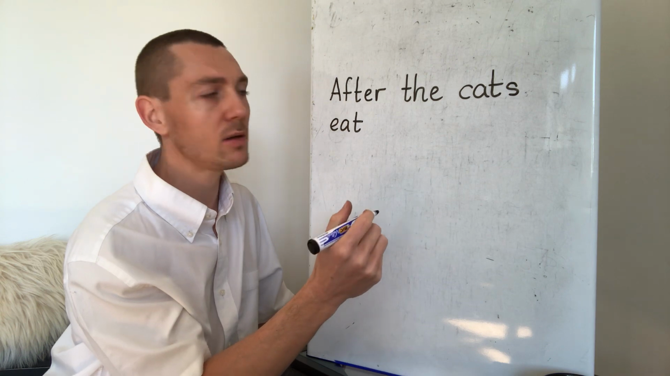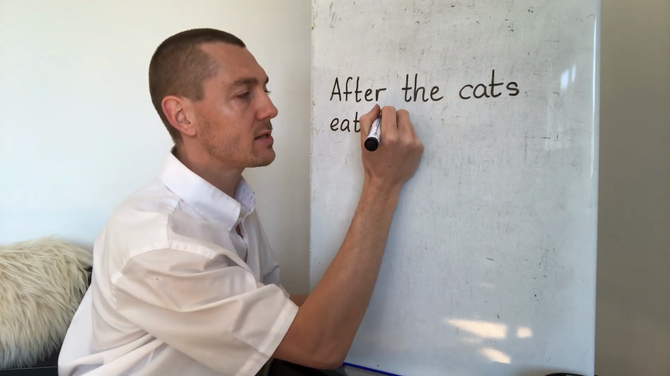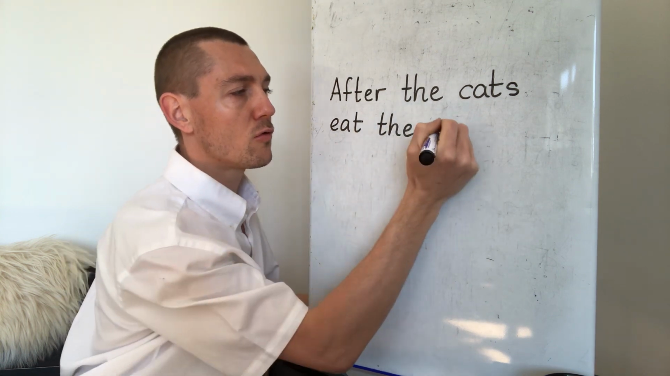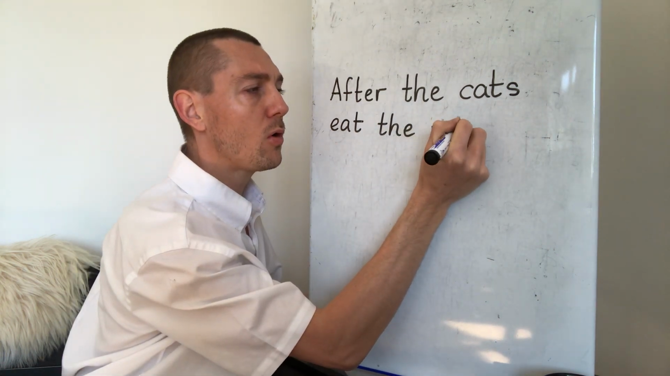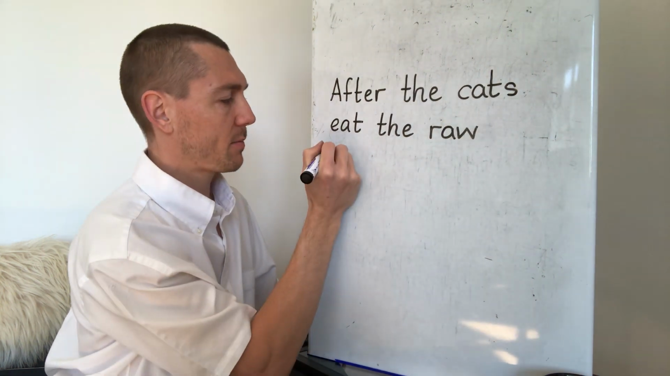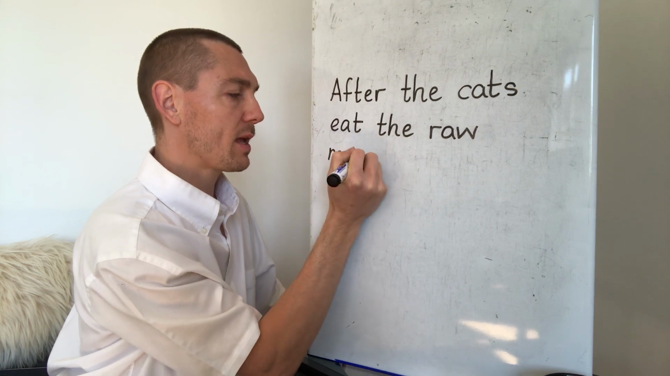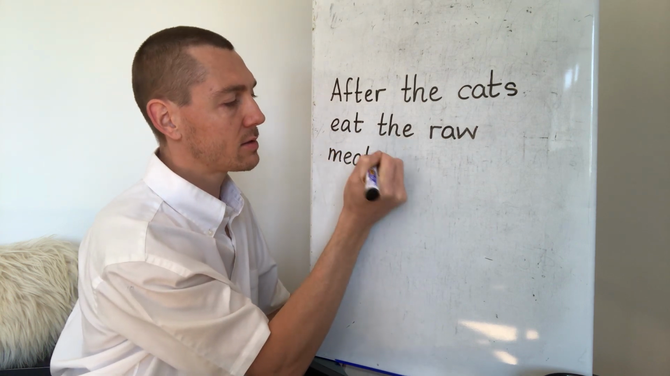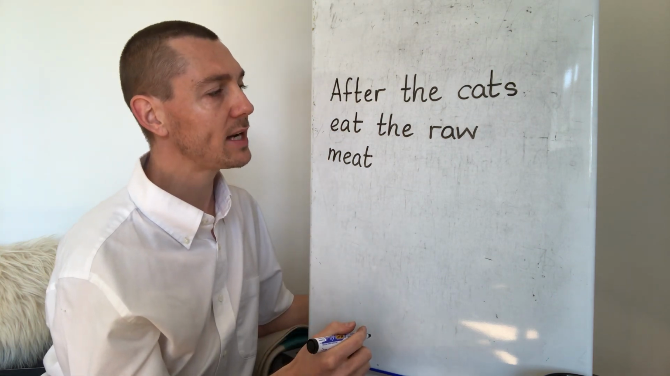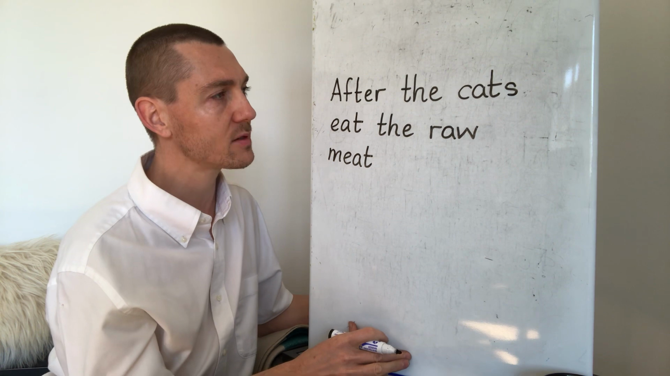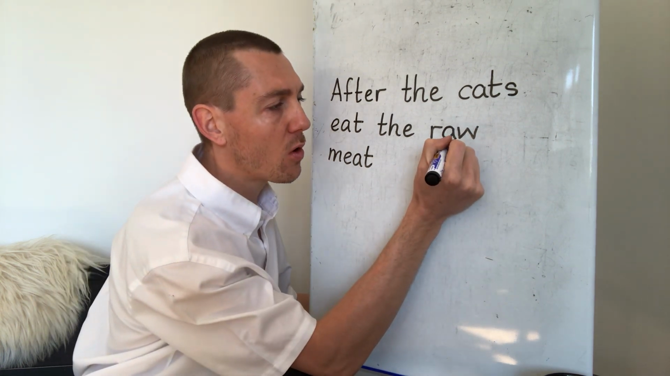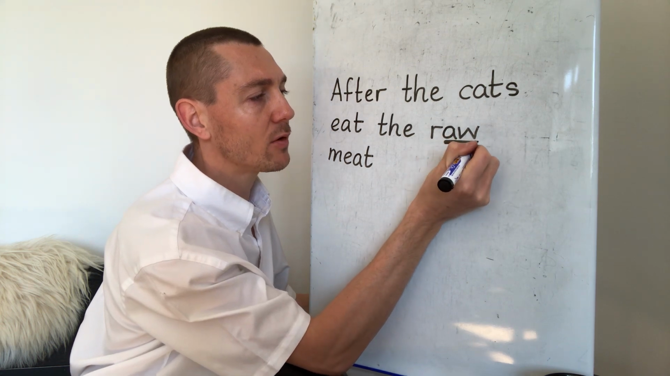3 words. Off you go. The raw meat. And we say the raw meat. E-T. After the cats eat the raw meat. Underline any spellings of or that you have so far. After the cats eat the or. AW spelling of or. Just check that.